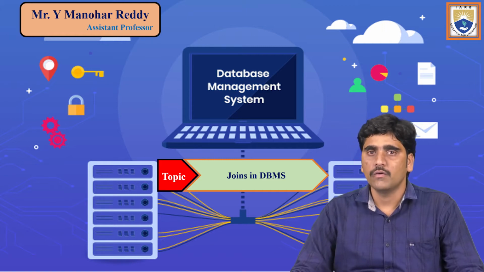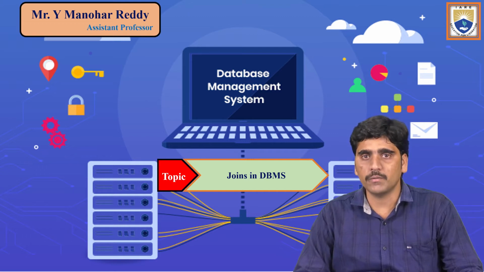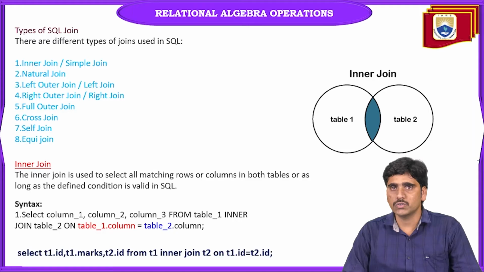Right now, we'll see how joins are performed and what the different types of joins are in database management systems. Not only for SQL, not only for Oracle, all database software have different types of joins for retrieving values from two or more tables. So now we'll see what is meant by join actually.